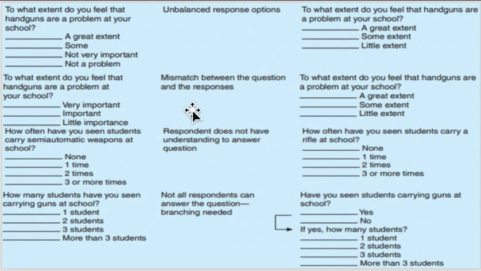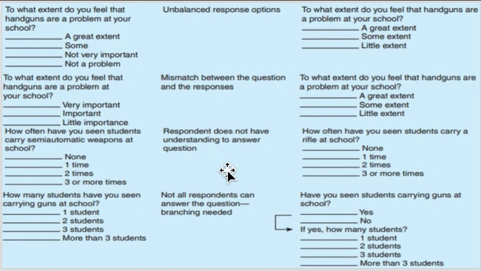The next one, mismatch between the question and the response, right? To what extent do you feel that handguns are a problem in your school? It doesn't make sense, right? And so you want to make sure that the options that you give them make sense. Now this, you would probably ask yourself, how in the world could somebody do that, right? Well, a lot of times these response options stay the same across questions. And then people just start writing different questions, but those responses stay the same. And so you just have to make sure that as you write new questions, or you even take questions from a different survey, that you adapt them to whatever scale you're using. Because sometimes it just kind of slips through and you're not thinking about it, and you accidentally have a question that doesn't really make much sense.